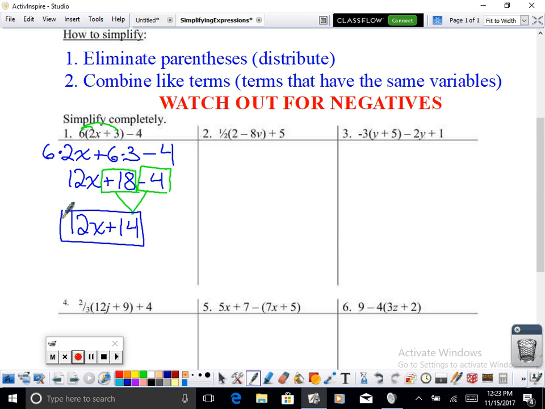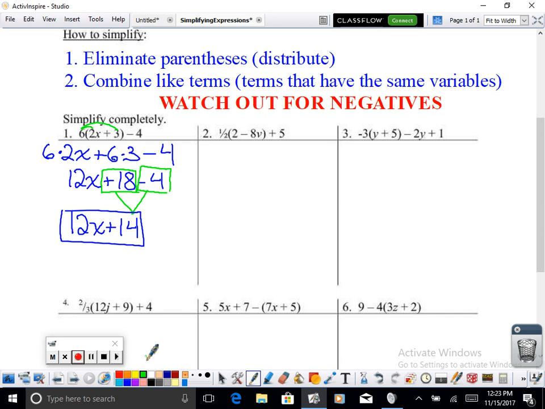Number 2, I have 1/2 times the quantity 2 minus 8v, close the quantity, plus 5. Now someone out there is going to say, that's a fraction, what do we do? We do the same thing we do every time. Okay? I want to eliminate the parentheses, and then I'll combine my like terms.